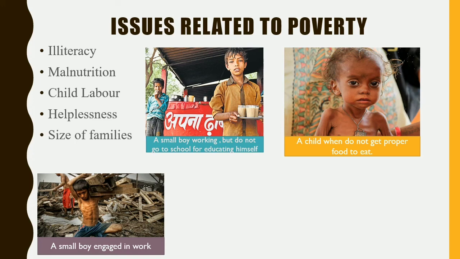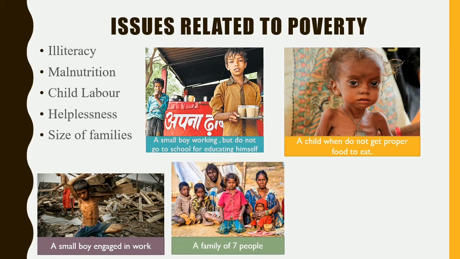The fourth one is size of families. When we talk about size of families, we often see that these type of people have big families. Here in the picture, we can see that they are a family of 7 people. In the case studies also, we have seen that in both the case studies, they were a family of 6 to 7 people. One reason could be that they are not literate. Maybe they do not have the understanding of family planning.